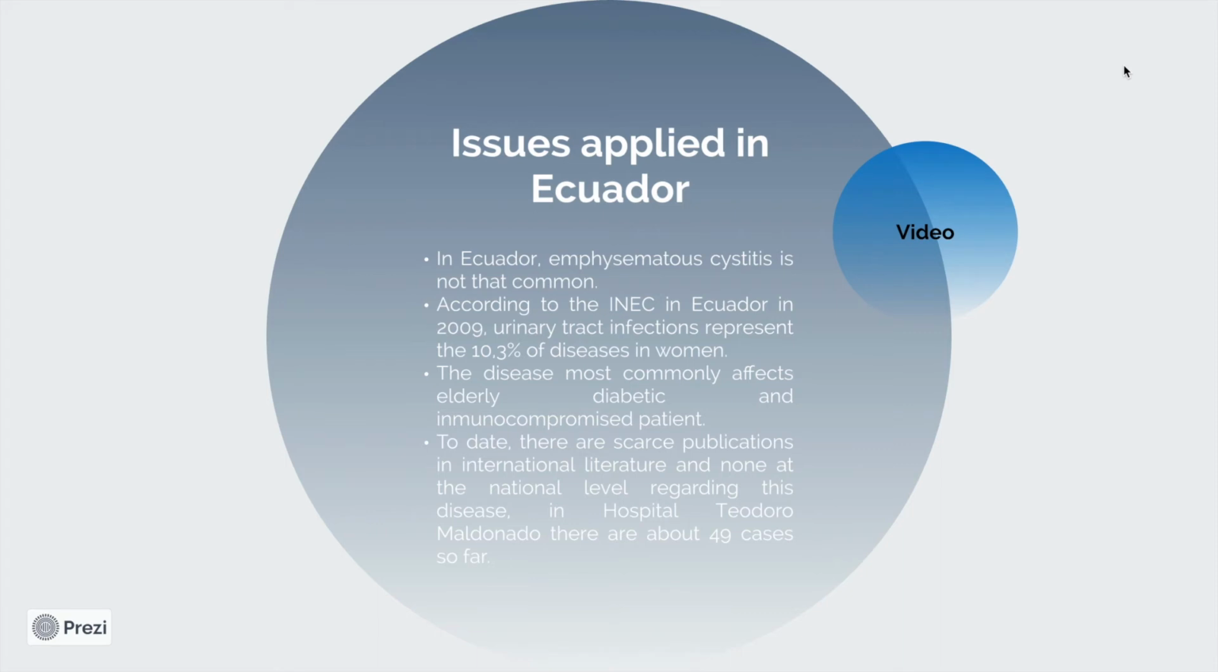Issue applied in Ecuador. In Ecuador, emphysematous cystitis is not that common. According to the INEC, in 2029, urinary tract infections represent 10.3% of diseases in women. The disease most commonly affects elderly diabetic and immunocompromised patients. To date, there are scarce publications in international literature and none at the national level regarding this disease. In Hospital Teodoro Maldonado, there are about 49 cases so far.